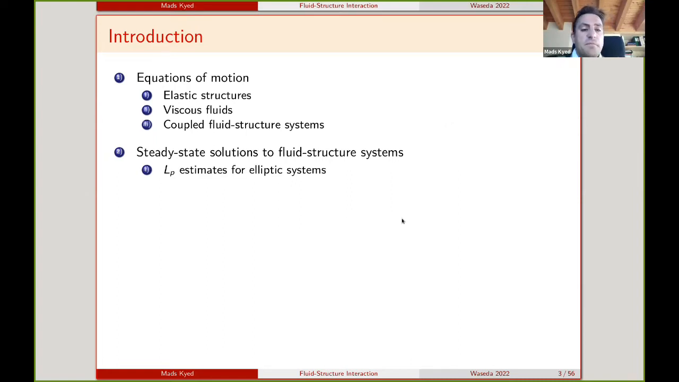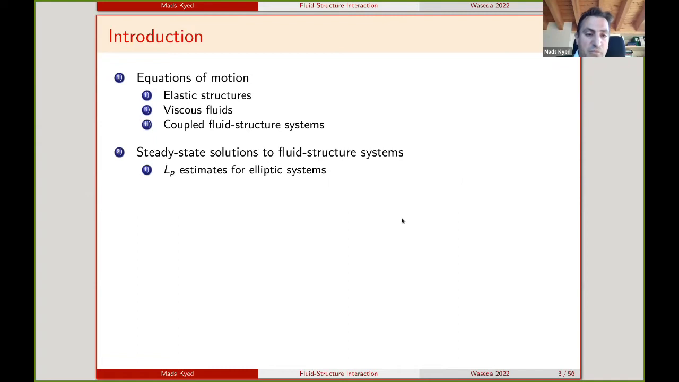And in order to do that, in order to obtain steady-state solutions, I will need LP estimates. It turns out that the steady-state equations of motion for fluid structure systems are elliptic. Both the elastic part in the steady-state case is an elliptic system, and the fluid system is elliptic. So we are coupling elliptic systems, which is, from a mathematical point of view, something we know how to do. I will show how to do it in an LP framework.